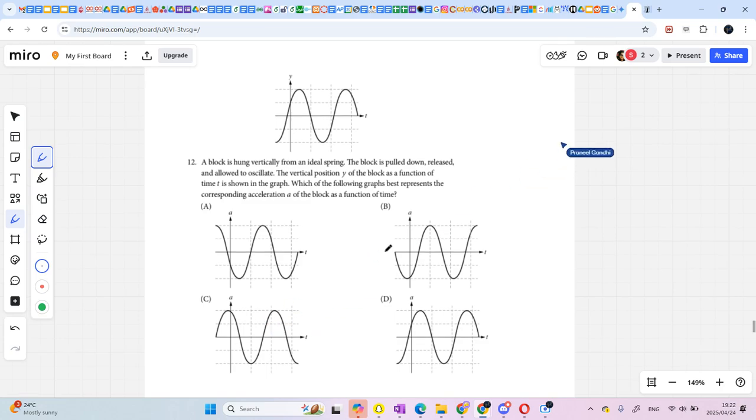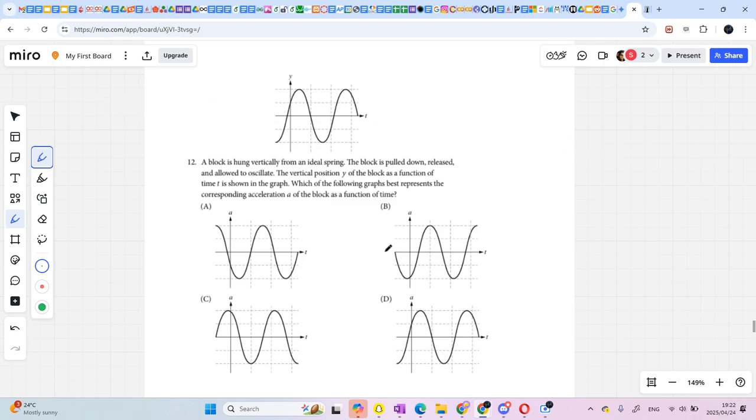So question 12. A block is hung vertically from an ideal spring. The block is pulled down, released, and allowed to oscillate. The vertical position y of the block as a function of time t is shown in the graph. Which of the following graphs best represents the corresponding acceleration a of the block as a function of time?